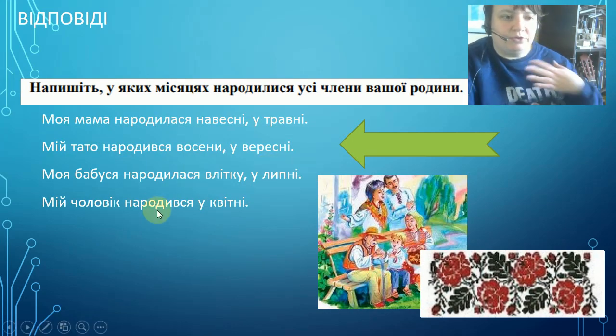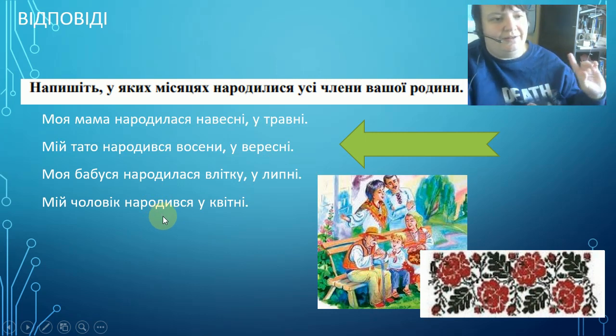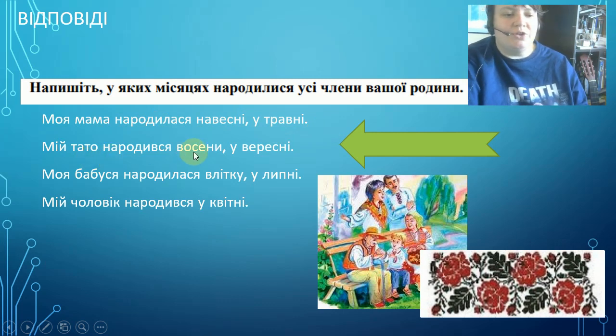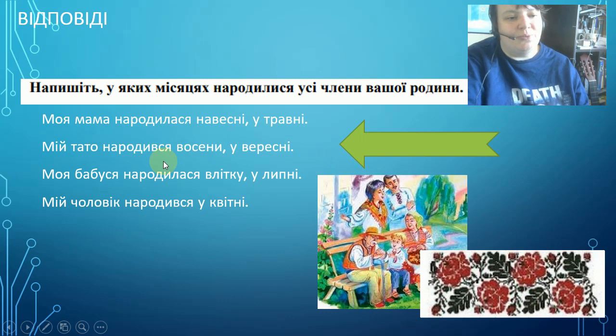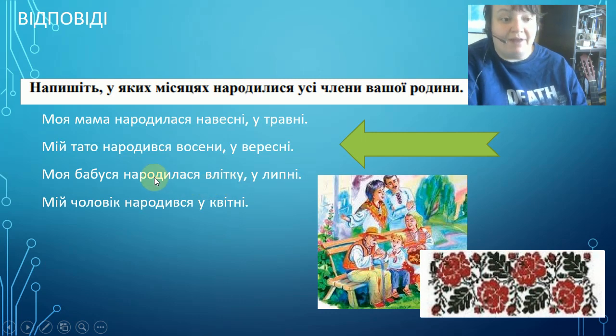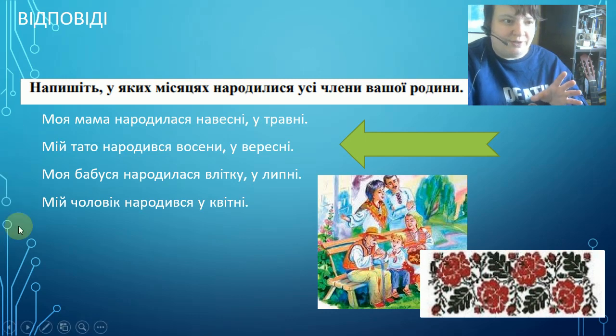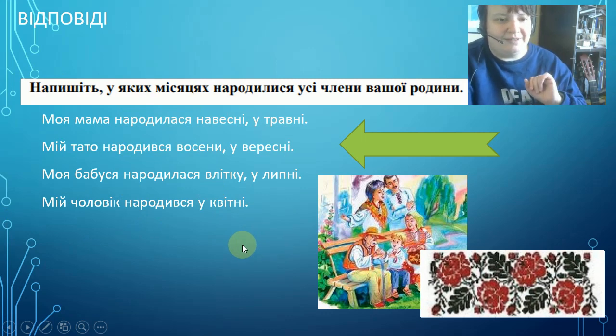Відповіді, answers. I wrote about my family, of course, but at least you can check, maybe we have some coincidences. Моя мама народилася навесні, у травні. My mom was born in spring, in May. Мій тато народився восени, у вересні. My dad was born in autumn, in September. Моя бабуся народилася влітку, у липні. My grandma was born in summer, in July. Мій чоловік народився у квітні. My husband was born in April. So, I hope the first part may be pretty the same as mine, and for the second part, just check the table, and I hope everything is correct.